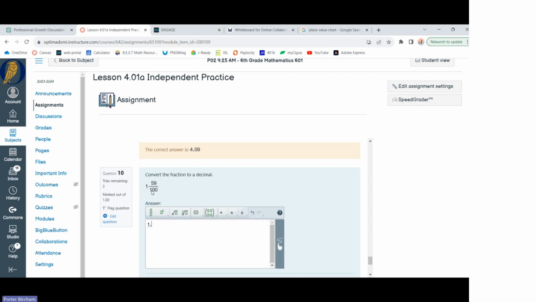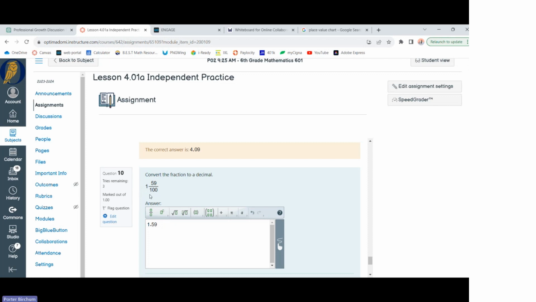What's 59 hundredths as a decimal? Well, the bottom number is 100, so I know it's going to end in the hundredths place. So I'm just going to copy 59, the top number. And look, it does end in the hundredths place. I could also do 59 divided by 100 to give me 0.59. 1 and 59 over 100 is the same as 1 and 0.59, 59 hundredths.